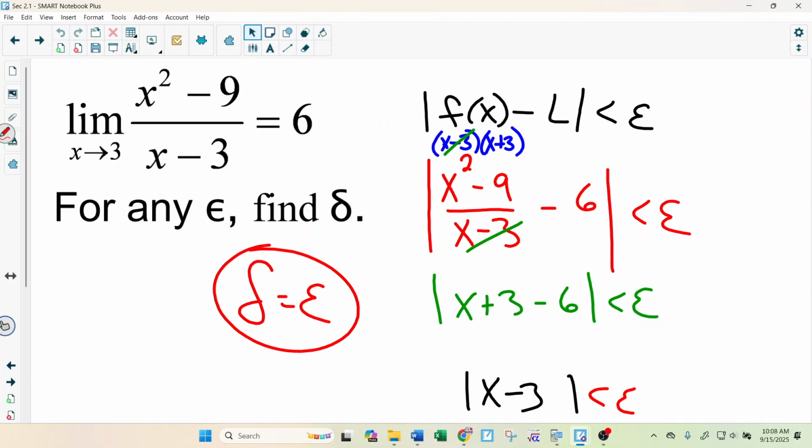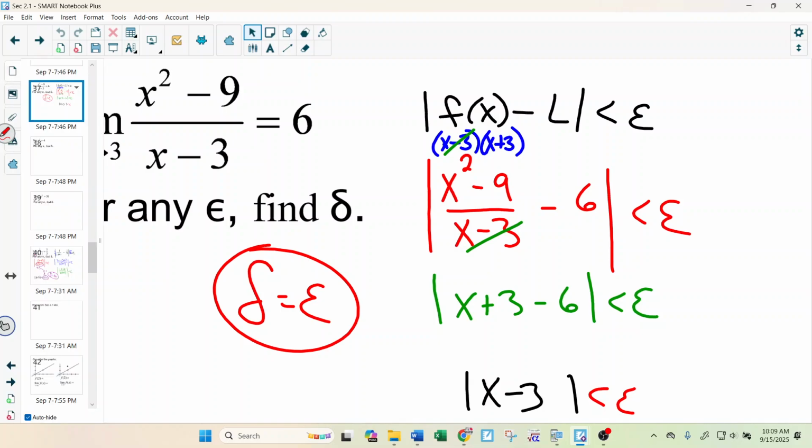So if epsilon is greater than 0, then there exists a delta greater than 0 such that if absolute value of x minus c is less than delta, then absolute value of f of x minus L is less than epsilon.